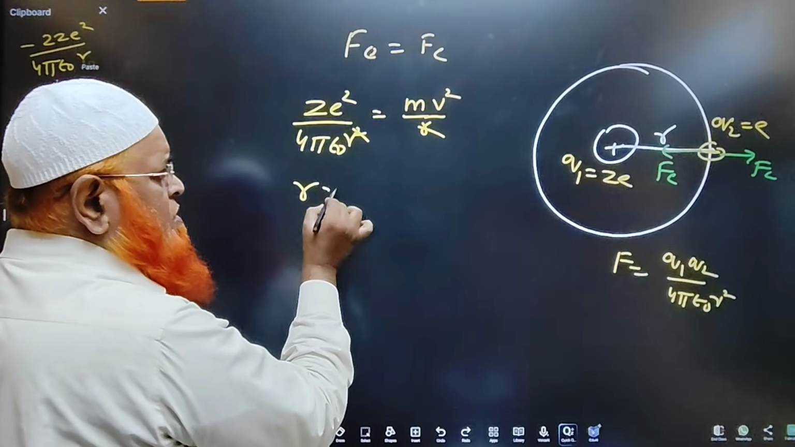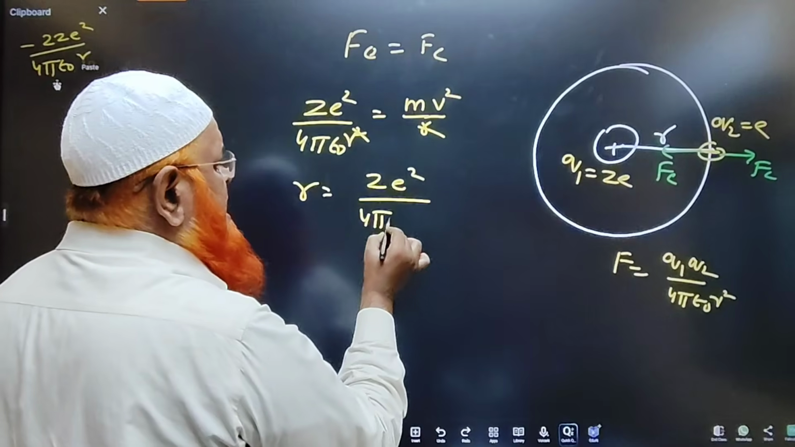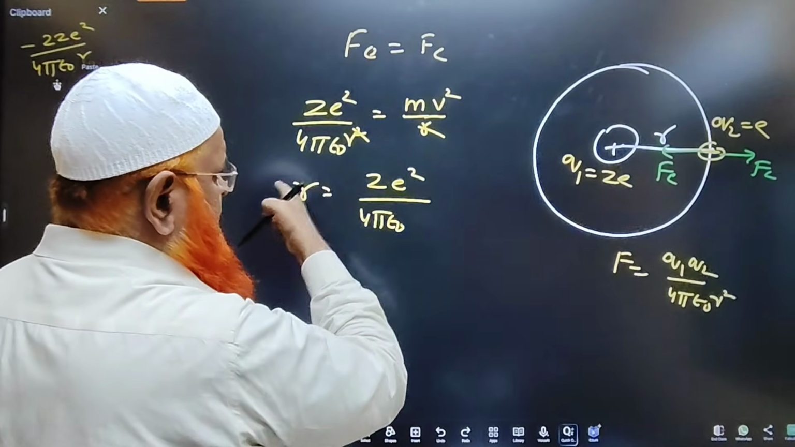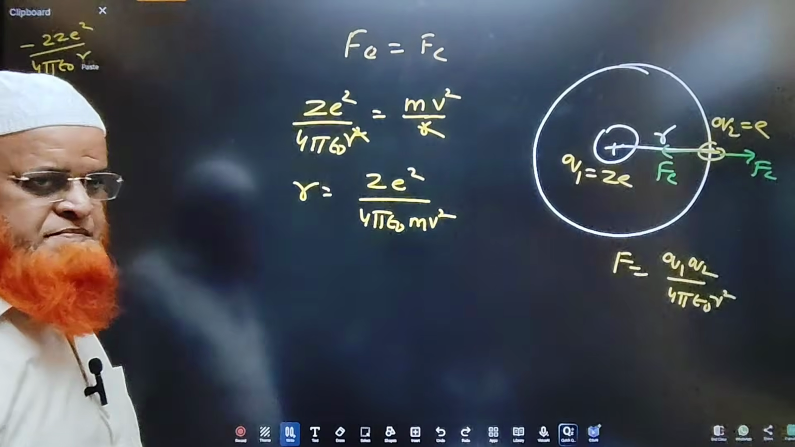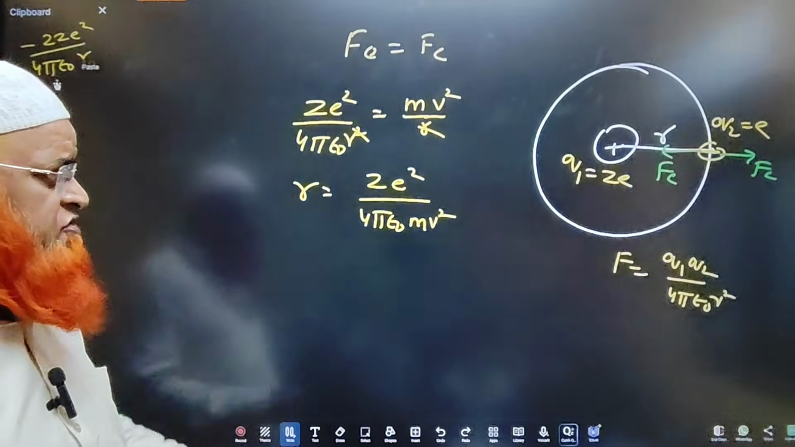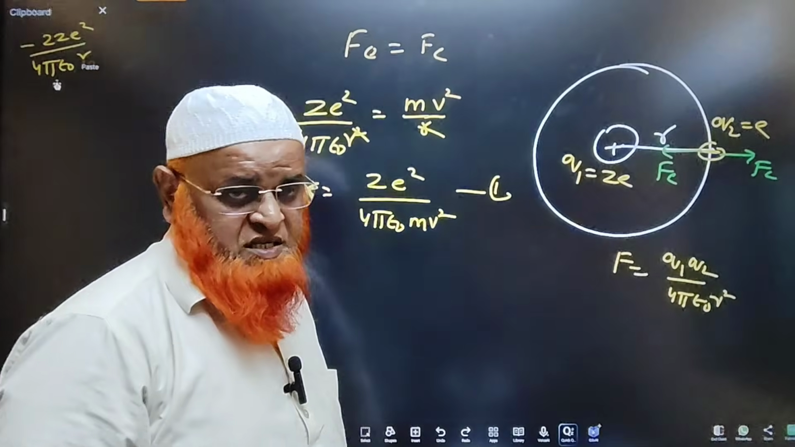What is the formula for R now? R is equal to Ze square by 4 pi epsilon naught, and this R is going to be mv square. Got it? Is it okay? So I got the formula for R now by using the forces.